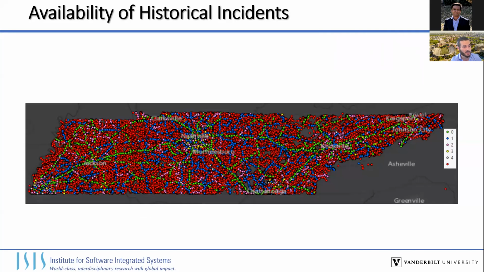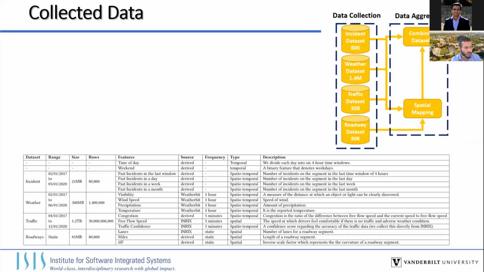And here, for example, you can see all the incidents in the state of Tennessee that we have access to right now, but not all of them are of interest. If we are trying to, for example, predict the accident rates for highways, then the ones that occurred on a highway segment matter to us. This table summarizes the data that we used. You can see the size of the data, for example, the traffic data. Without cloud resources, it's virtually impossible to do this type of research because of the amount of data that you have access to.